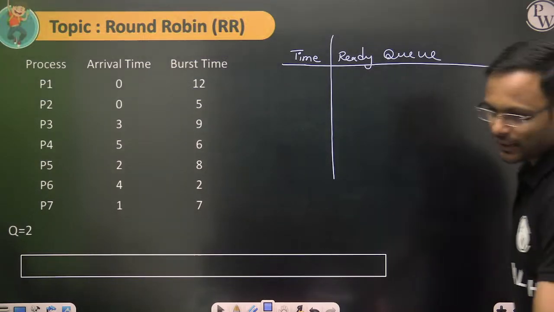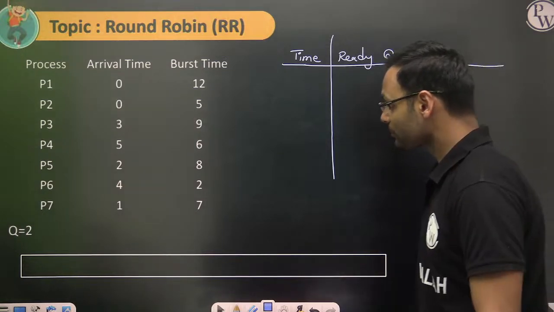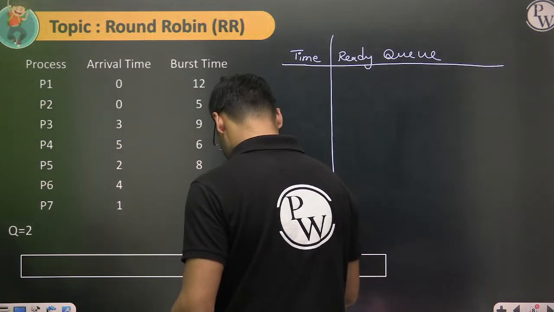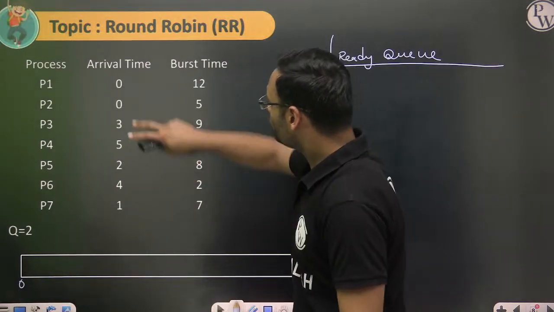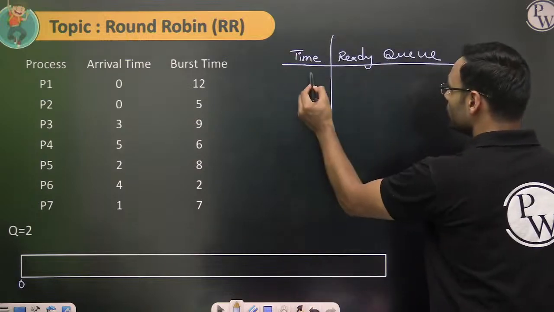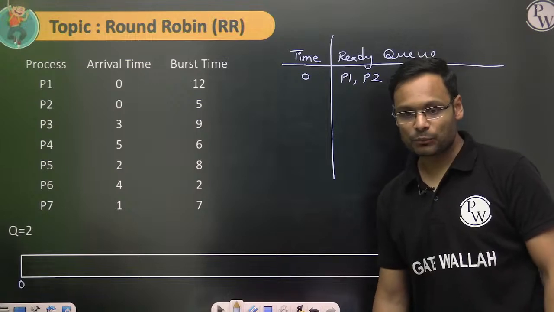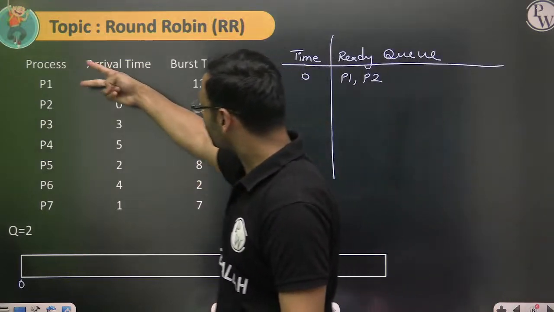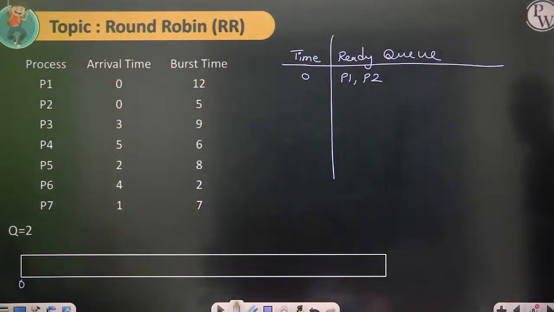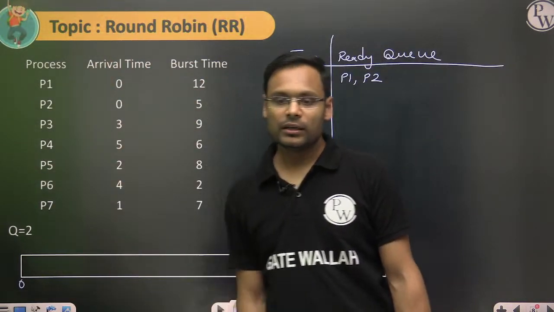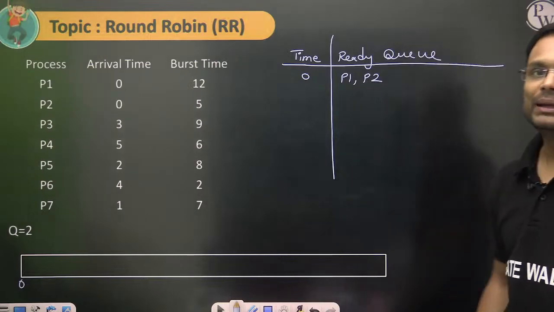Okay, I hope you guys have solved at least half or somewhere. At time 0, we have two processes arrived, P1 and P2. Just because their arrival times are same to same, I have added them both together in the queue with P1 first. Why? Just because P1 is having smaller ID. We know that FCFS algorithm is applied over here. If arrival time same, then the process with the smaller ID will be preferred.